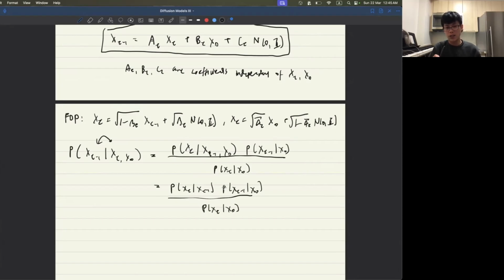And all of these probability densities over here are Gaussian probability densities. In the forward diffusion process, each of these are just linear recurrence relations. It is some multiplier times the previous state plus some random noise. So all of these three terms are Gaussian probability densities. And so we can just do the algebra and derive them out.